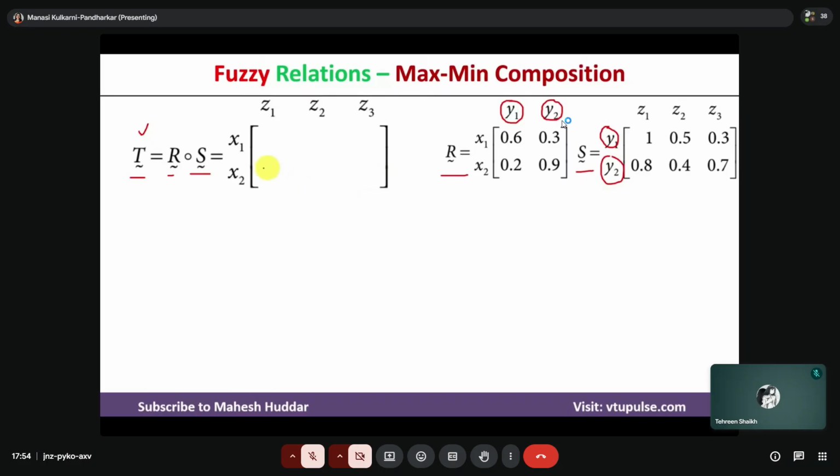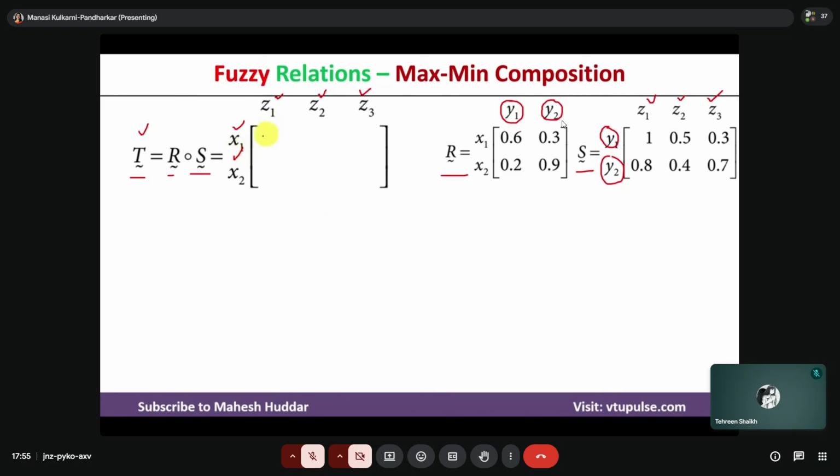So there is a match here, so we can perform it in this case. Now the number of members in the fuzzy relation T is equivalent to the number of rows in the first relation, that is x1, x2, and the number of columns in the second fuzzy relation, that is z1, z2, z3. So there should be 6 members. We need to calculate the membership values for all 6 members in this case.